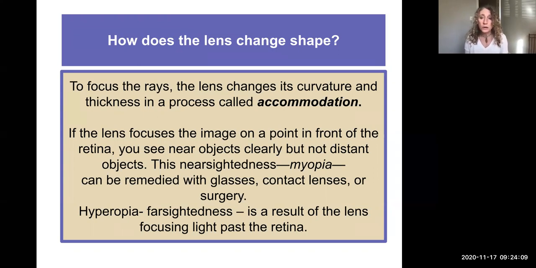And that is where the image is focusing in front of the retina. And then if you have hyperopia, which is farsightedness, which I think is not as common, the lens is focusing light past the retina. So you're able to see far. That's why it's called farsightedness, having trouble more with things up close, or vice versa if it's myopia.